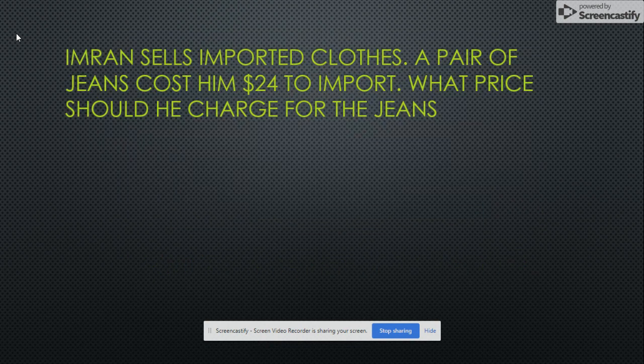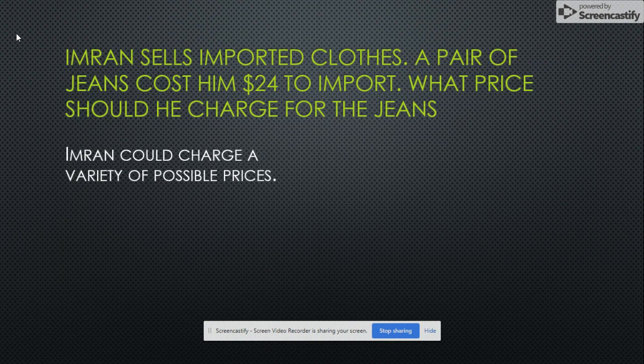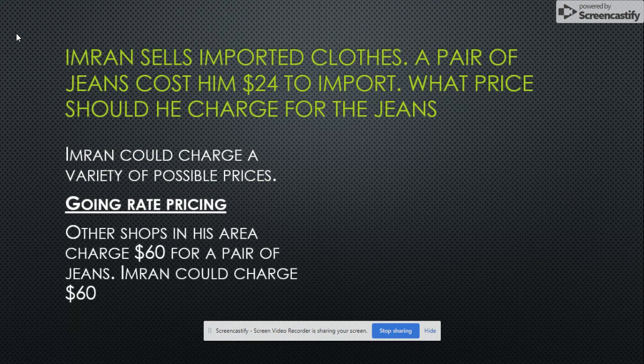All right, so let's look at this. Imran sells imported clothes. A pair of jeans costs him $24 to import. So for that pair of jeans to land on his table, it's $24. What price should he charge for the jeans? So he's got a few options, as we've seen. Imran could charge a variety of possible prices. So he could do the going rate price. So what would that be? Other shops charge like $60 for jeans. He could charge $60. Simple, done.